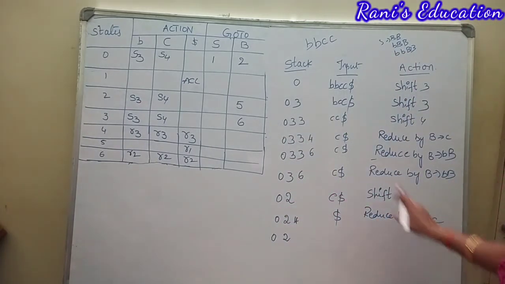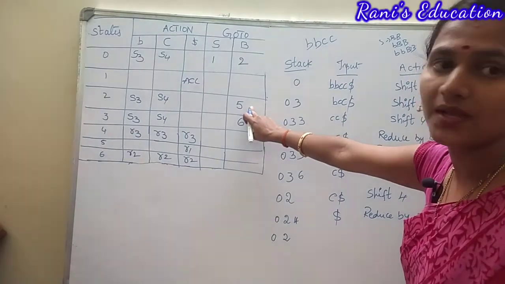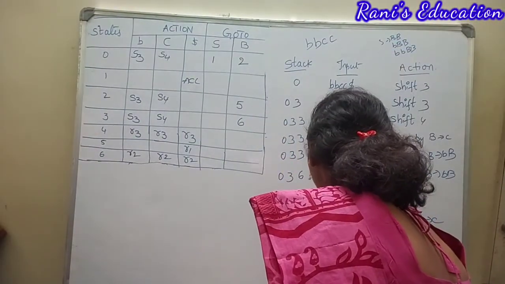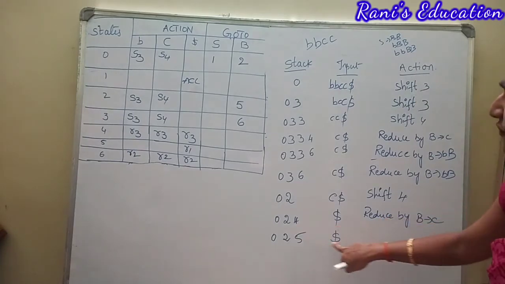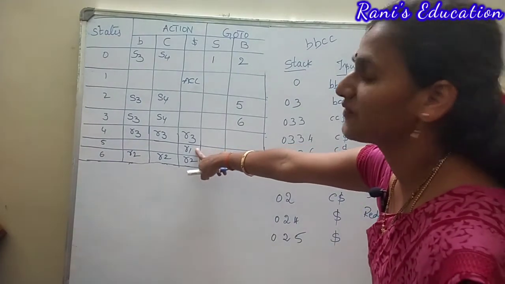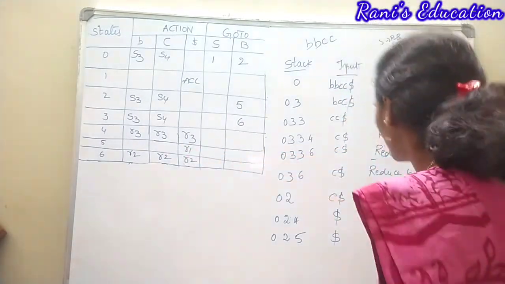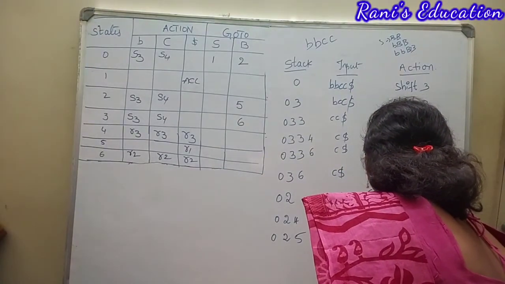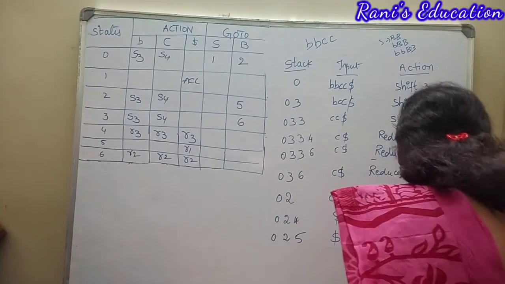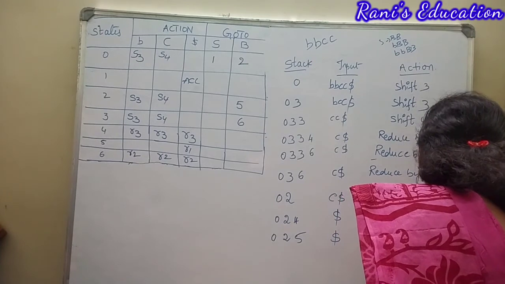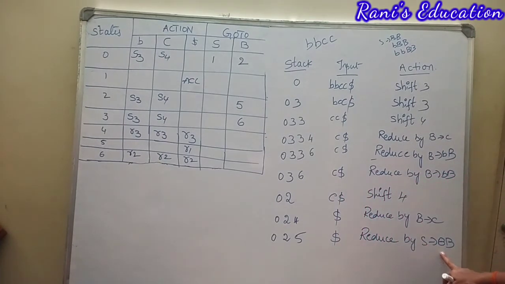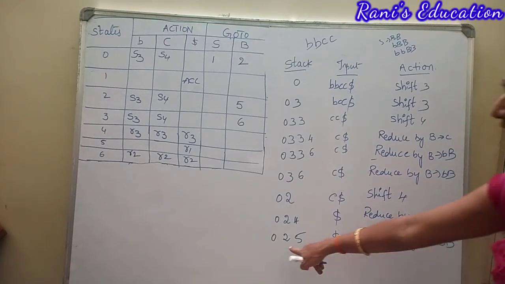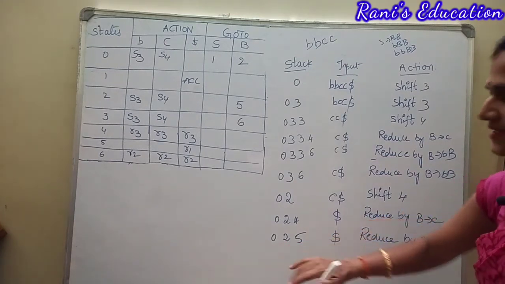What is 2 with B? 5. The input remains the same, that is dollar. What is 5 with dollar here? R1. What is R1? S derives BB. How many symbols are there in the RHS of this reduced production? 2 symbols. That means we need to pop 2 symbols from the stack.